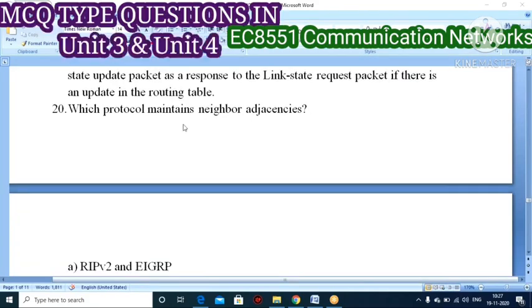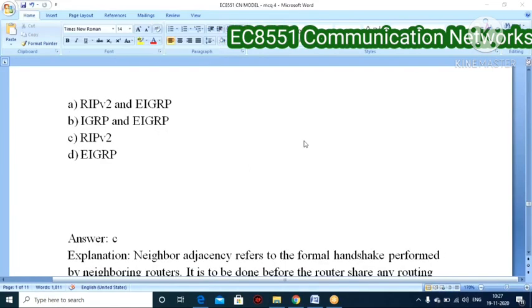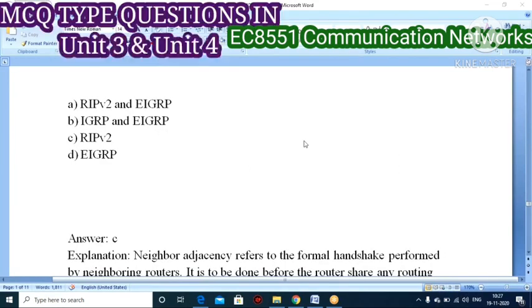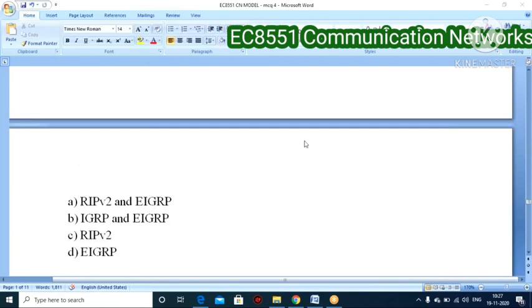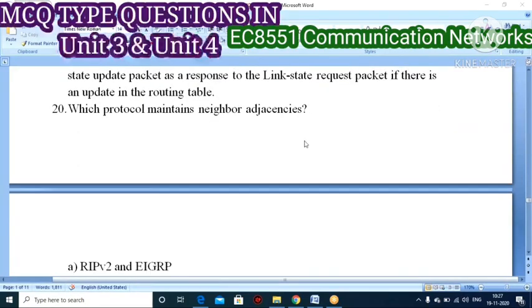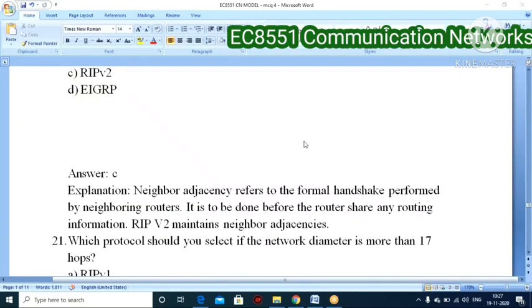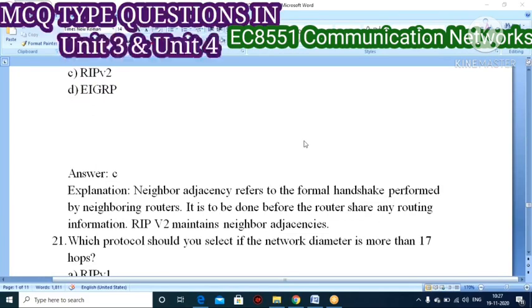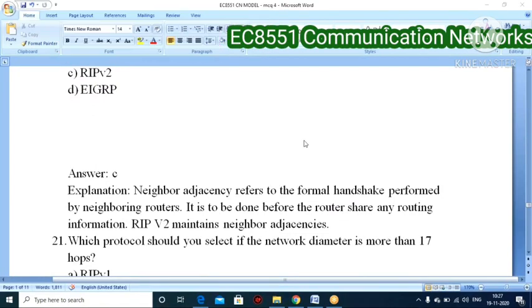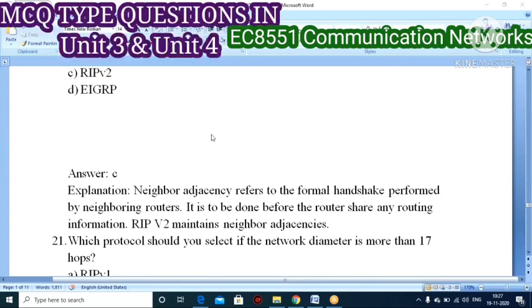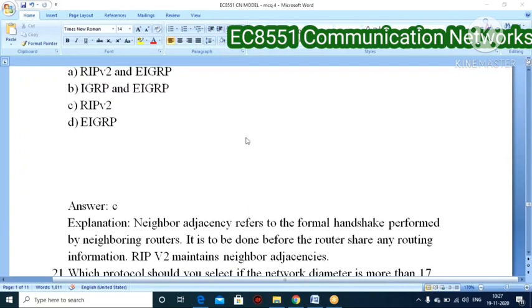Okay. So next question, which protocol maintains neighbor adjacencies? RIP version 2 and EIGRP, IGRP and EIGRP. Which protocol maintains neighbor adjacencies? It is RIP version 2 only. RIP is nothing but Routing Information Protocol, version number 2. I will give you the difference between RIP version 1 and version 2 later. Mostly we prefer version 2 only.